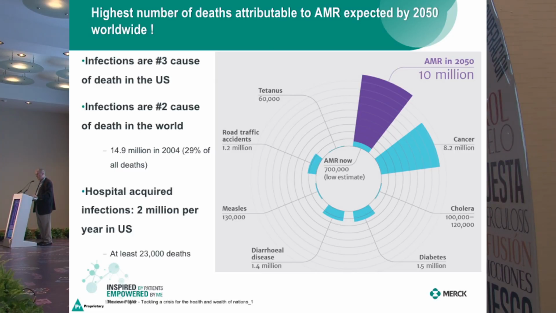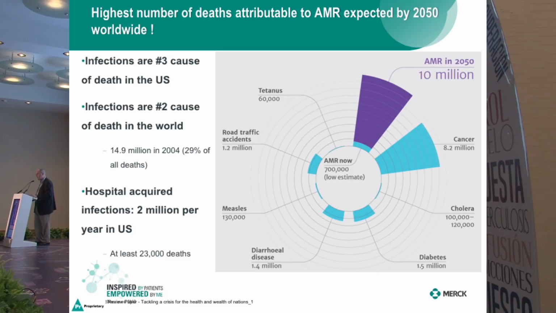Presently, you see the light blue, antibiotic resistance is estimated to cause about 700,000 deaths per year worldwide. By the year 2050, it's estimated to balloon to 10 million. To put that in perspective, cancer kills about 8 million people a year. Diabetes kills about 1.5 million people a year. Those aren't going to get worse. But resistance and deaths due to resistance are going to explode.